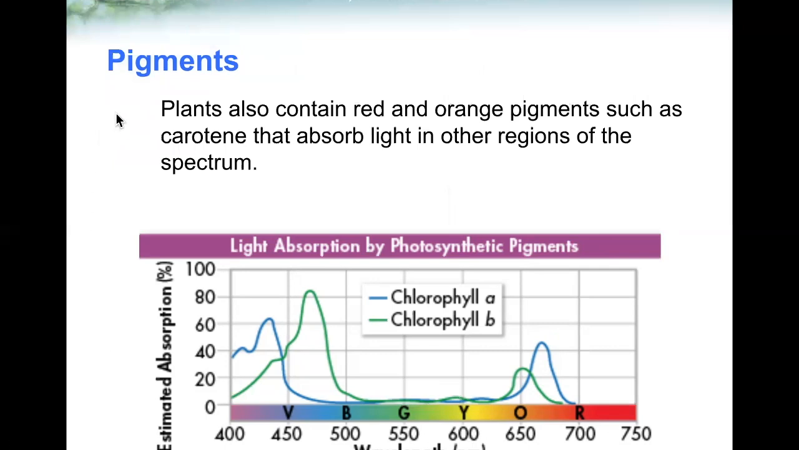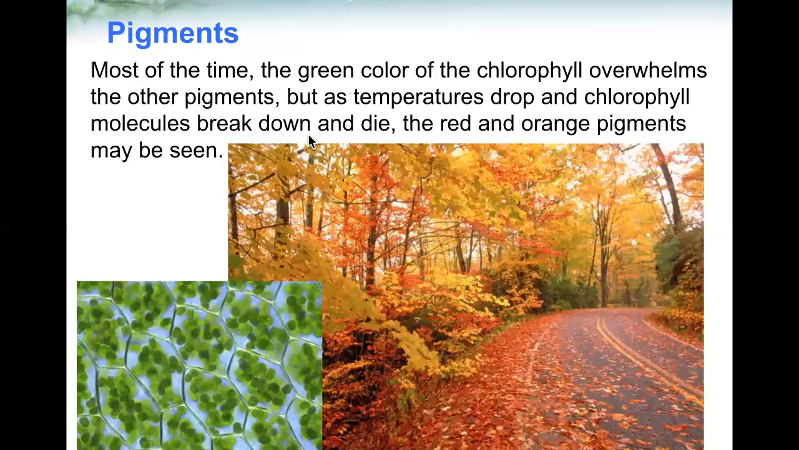Plants also contain red and orange pigments, such as carotene, that absorb light in other regions of the spectrum. Red and orange in this region. Most of the time, the green color of the chlorophyll overwhelms the other pigments. But as temperatures drop and chlorophyll molecules break down and die, the red and orange pigments may be seen.